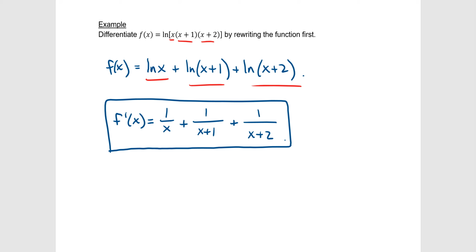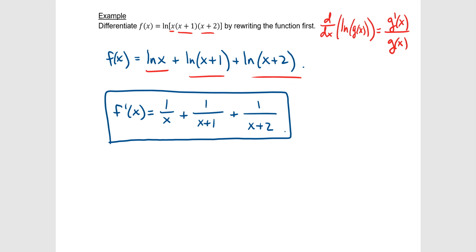So the rule that I was using that you have to remember is that the derivative of the ln of g of x, the ln of a function, if we take the derivative, it is g prime of x over g of x. So that was the definition from the previous section.